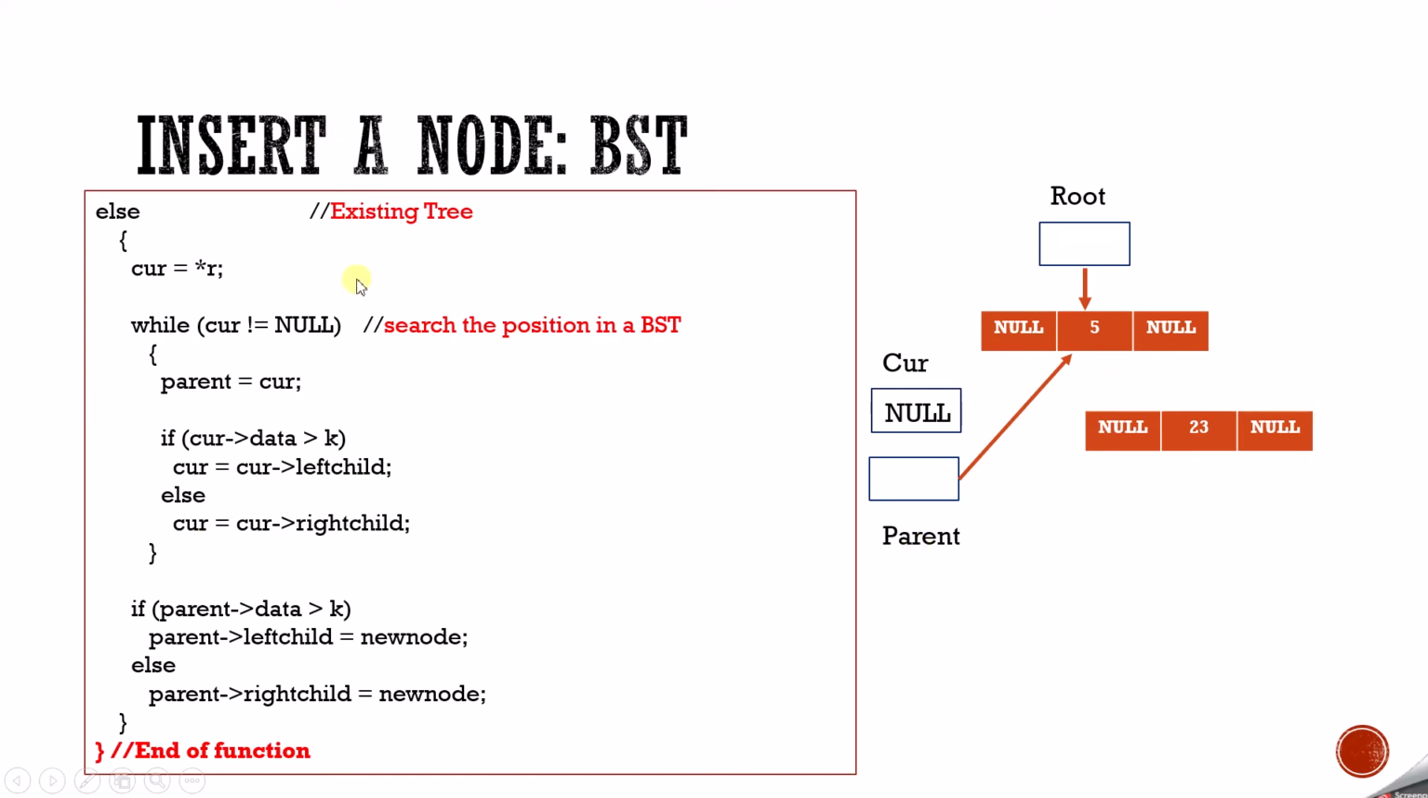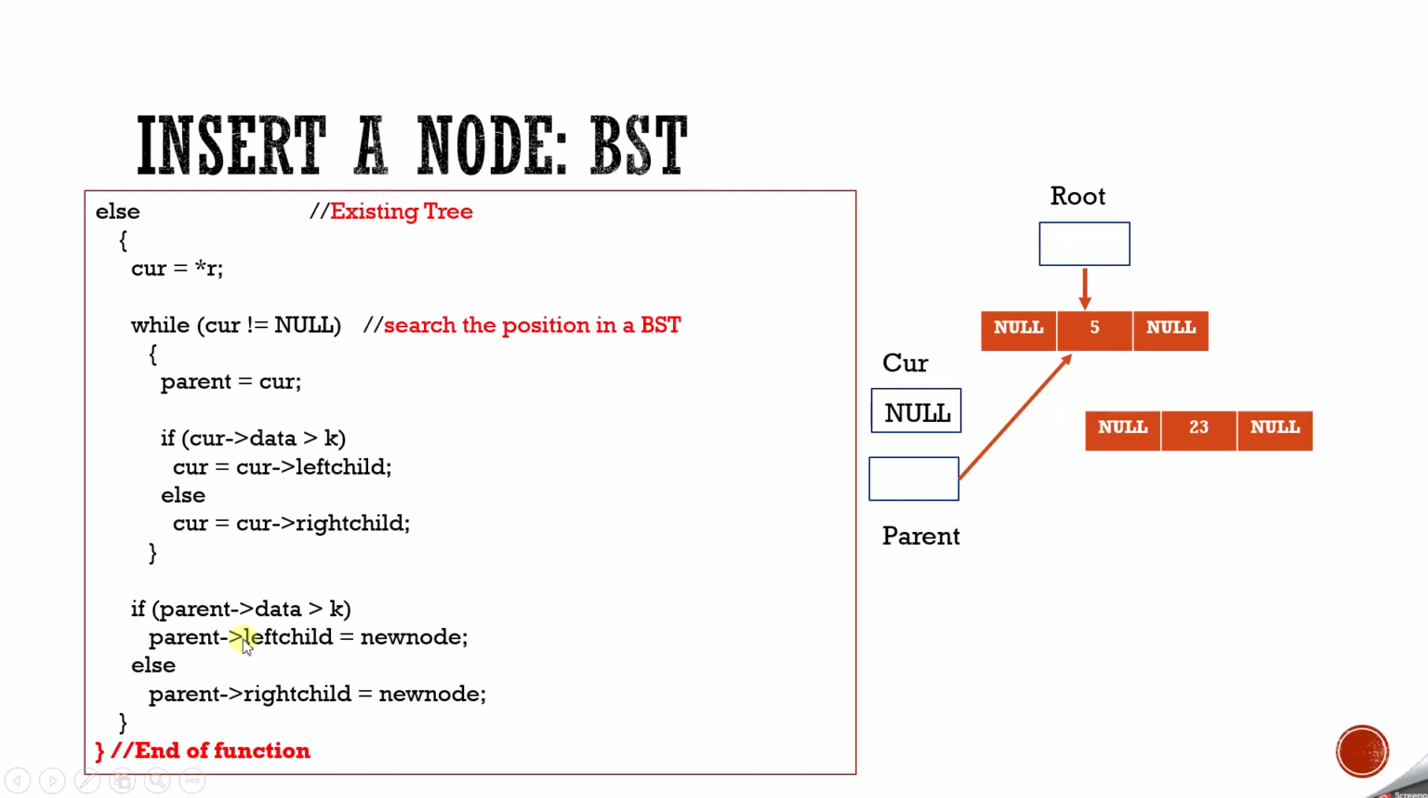Now in the next iteration, what will happen? The condition car not equal to null will be false, so it will not go inside the loop. It will come to the remaining part of the program and check again, but now it is checking with the parent, because car is null, so we cannot check with the car. So is parent arrow data greater than k? It is not greater, so it will come to the else part.